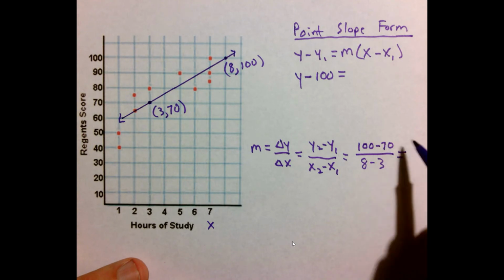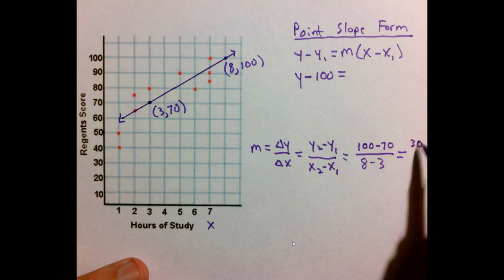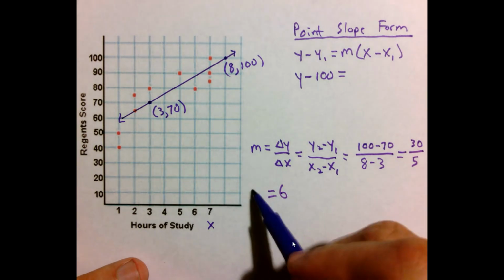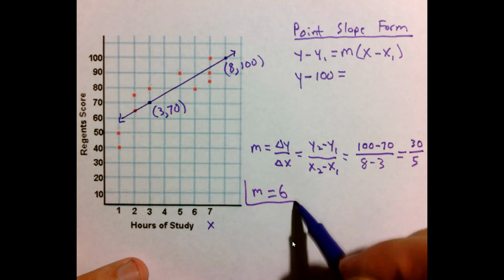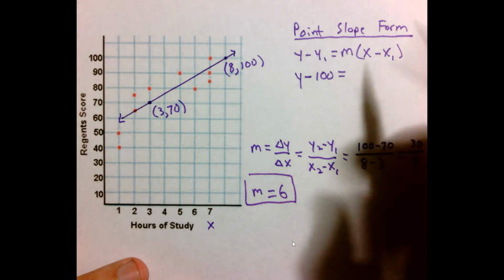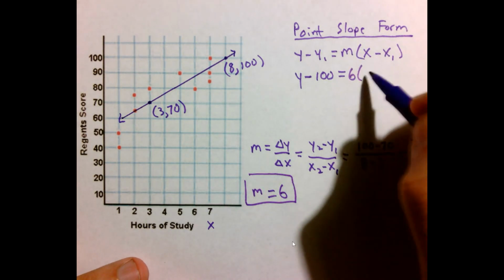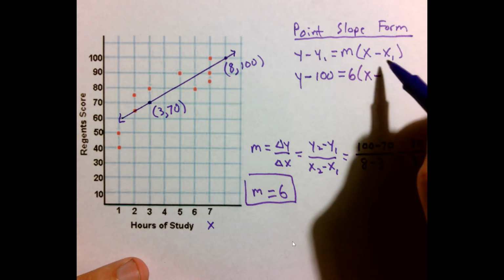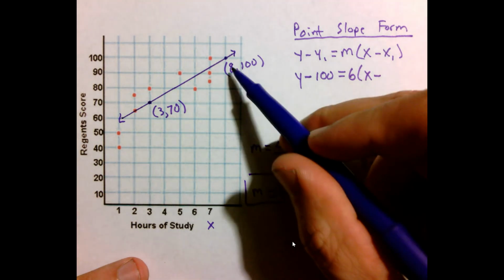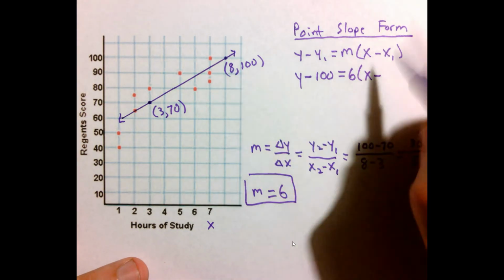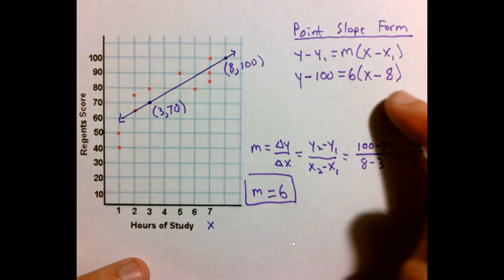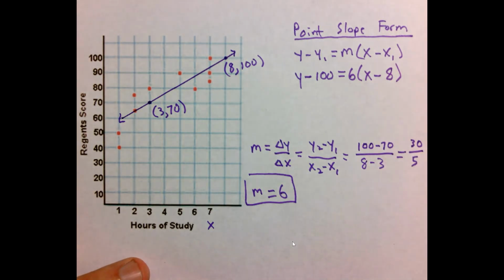100 minus 70 is 30. 8 minus 3 is 5. And 30 divided by 5 is 6. Our slope is 6. That will substitute for m. 6 parentheses x minus, and our y1 we used 100, so the corresponding x value there is 8. Alright, this would be a perfectly legitimate equation of the line. That's an equation in point slope form.